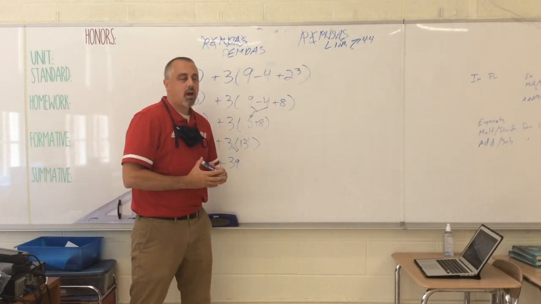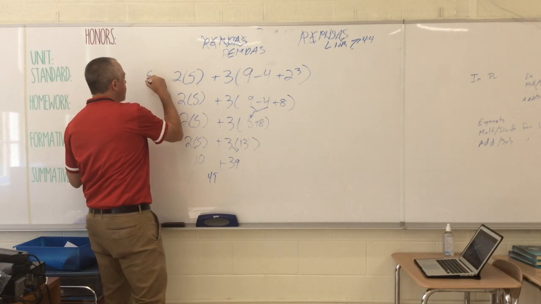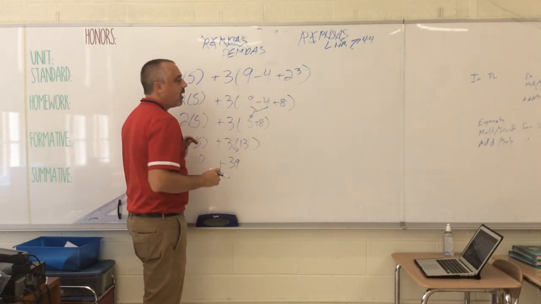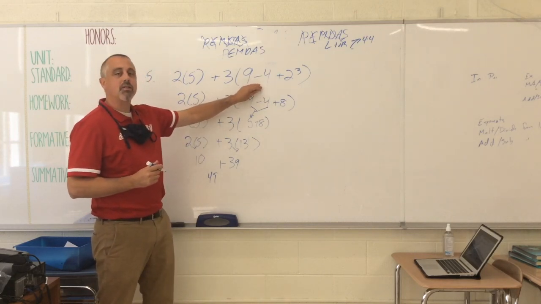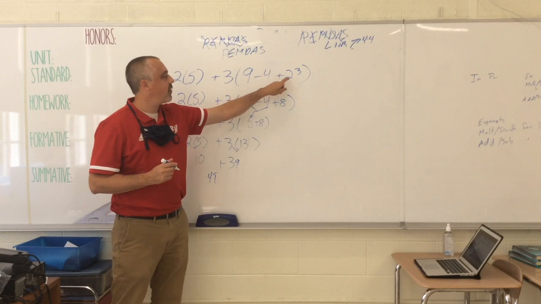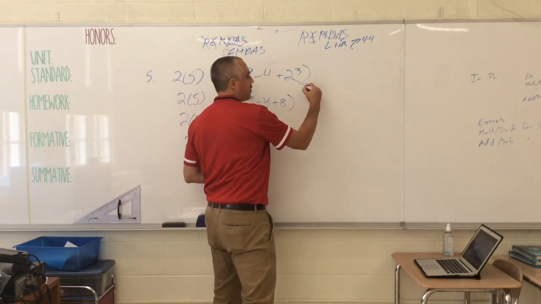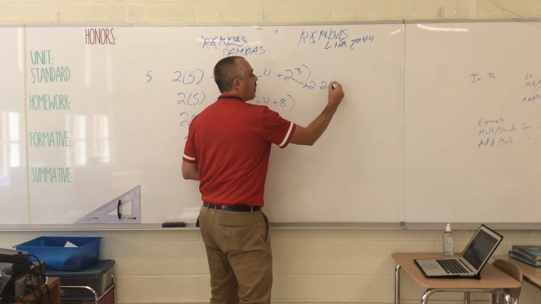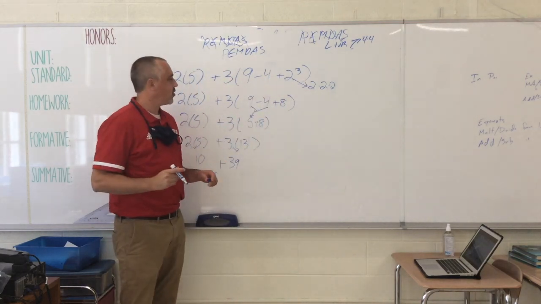All right, so you guys should have done your work for number 5. We had 2 times 5 plus 3 times 9 minus 4 plus 2 cubed. So we go inside the parentheses, and then inside the parentheses we have to follow the order of operations. So you have this exponent here, which is 2 cubed, remember, means 2 times 2 times 2. Anything to the third power means multiply that number by itself 3 times. If you got 6 here, you just multiplied them, and that was your mistake.